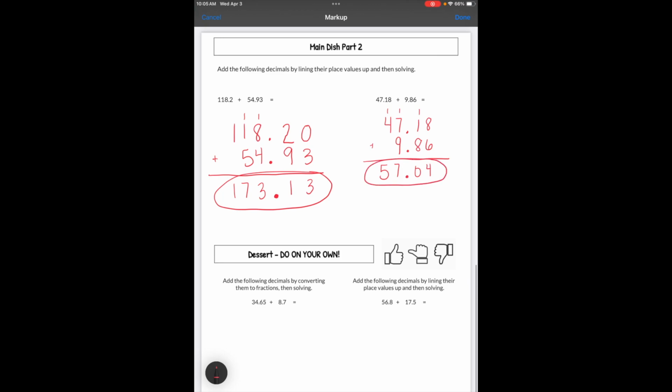All right, go ahead and knock out your dessert today. Make sure you're reading the directions. One of them is going to be adding fractions by converting them into fractions. Adding decimals by converting them into fractions. And then one is going to be just normal stacking up the decimals to solve. Good luck.